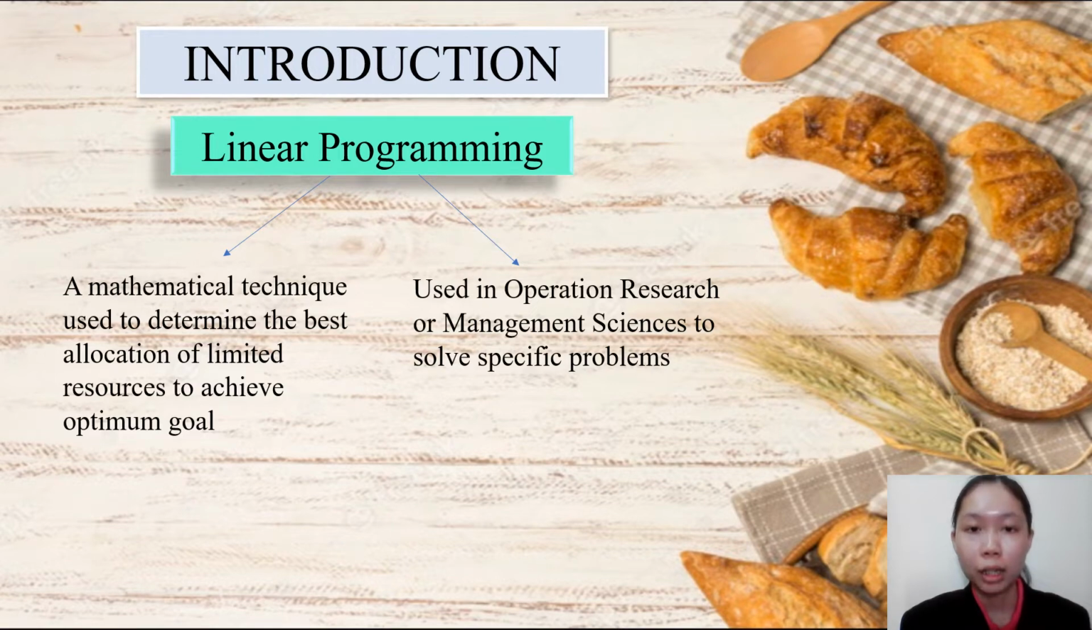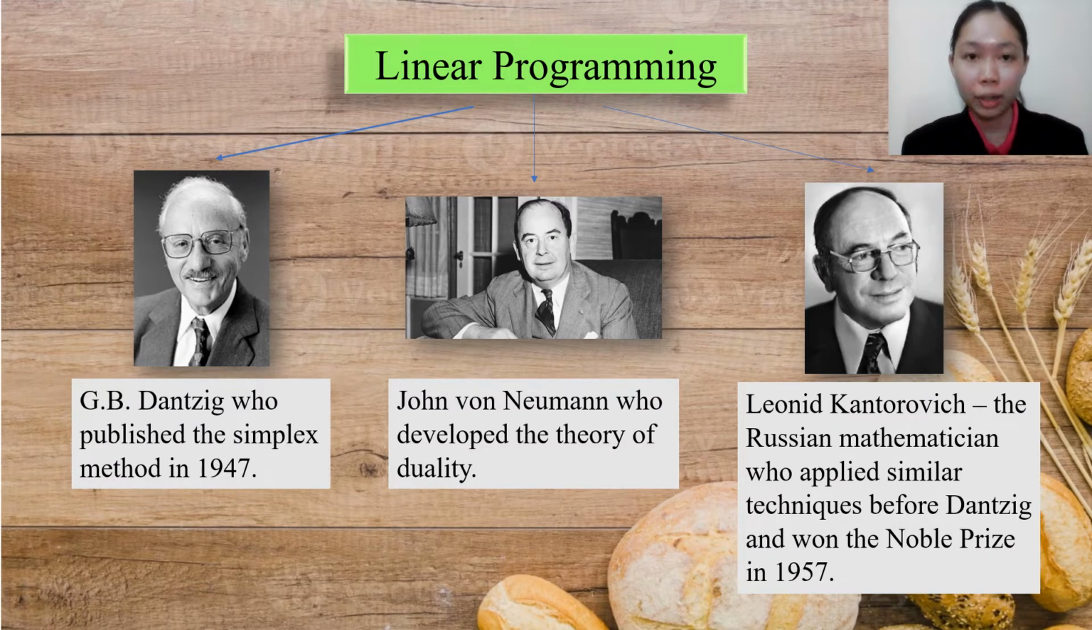Linear programming can be defined as a mathematical technique used to determine the best allocation of limited resources to achieve an optimum goal. Linear programming is also a mathematical tool used in operations research or management sciences to solve specific problems such as allocation, transportation, and assignment problems. Linear programming was proposed by Dantzig, John von Neumann, and Leonid Kantorovich.